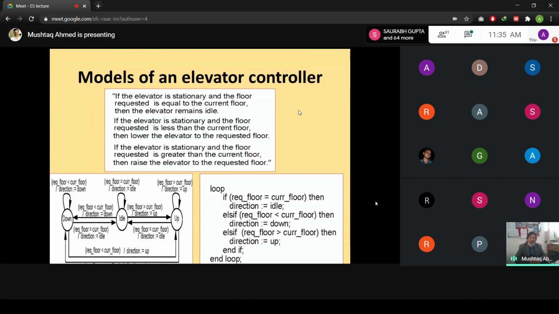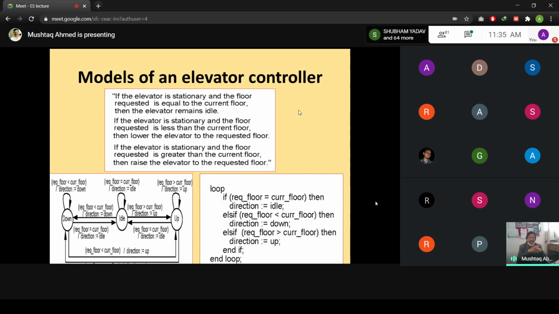And if the elevator is stationary, because that is desirable, since in the movable state you cannot make the transition, so it needs to be stable, and the floor requested is less than the current floor. So in that case, what would happen? Your floor can be second or first, so in that case it has to go downwards.